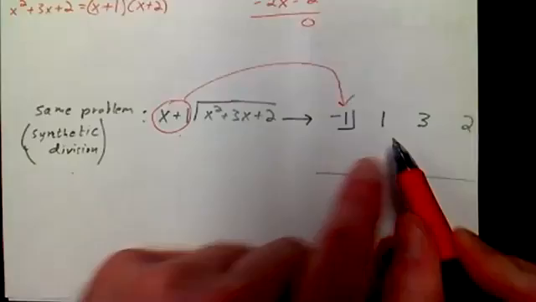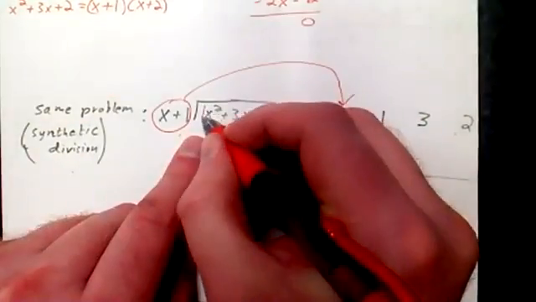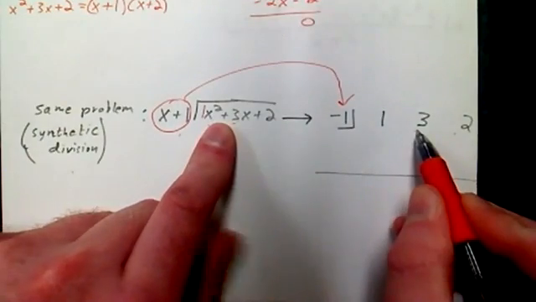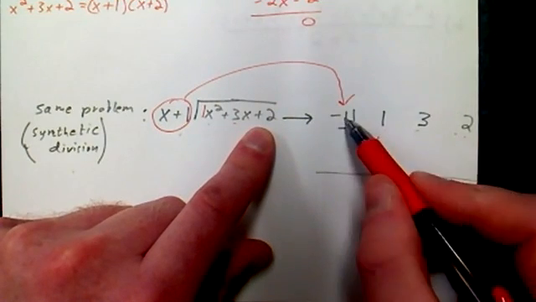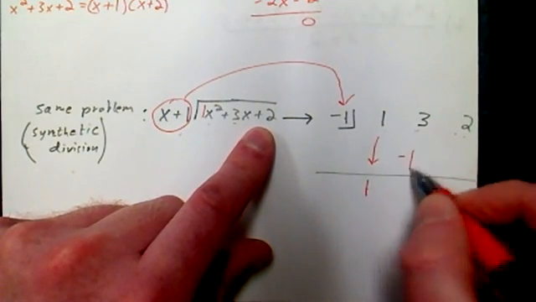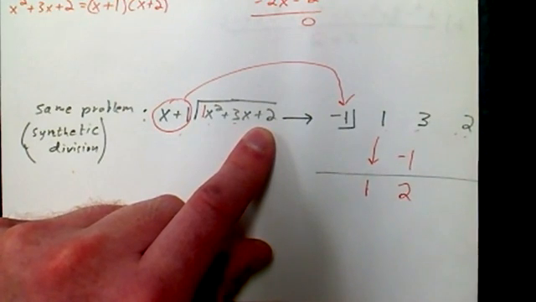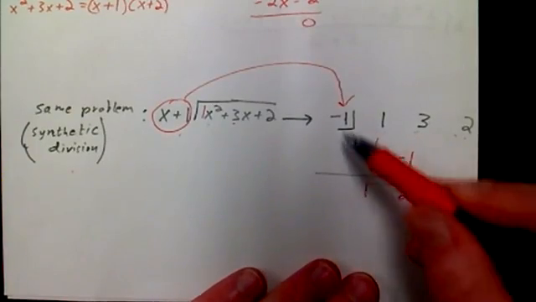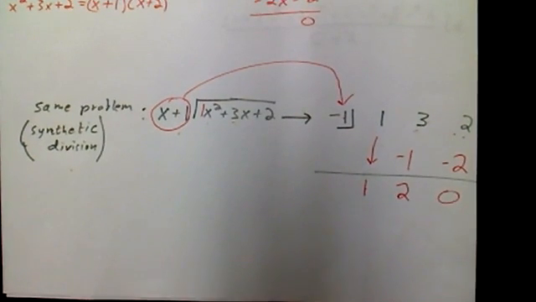So what I put here, the 1, the 3, and the 2, those are just the coefficients of the x squared, of the x, and of just the number. So I'm going to bring down the 1, and then I'm going to multiply and say, okay, well, that's -1. Add them up. 3 minus 1 is 2, okay?